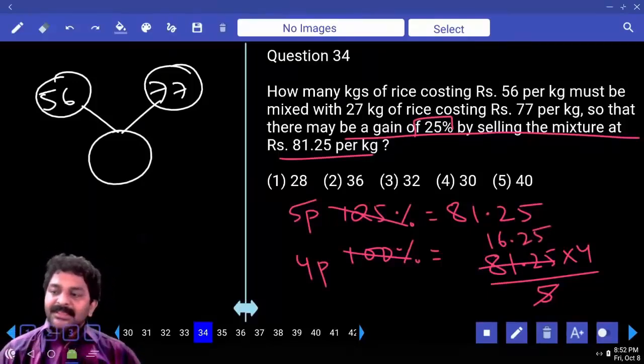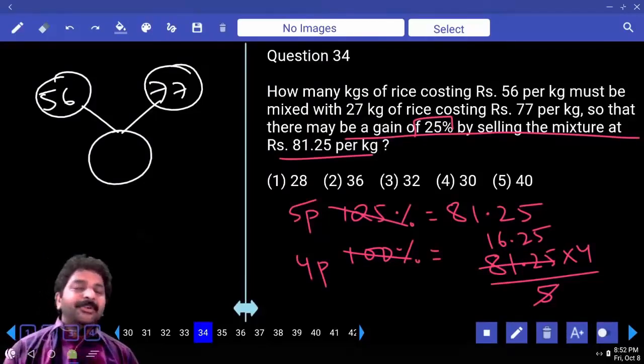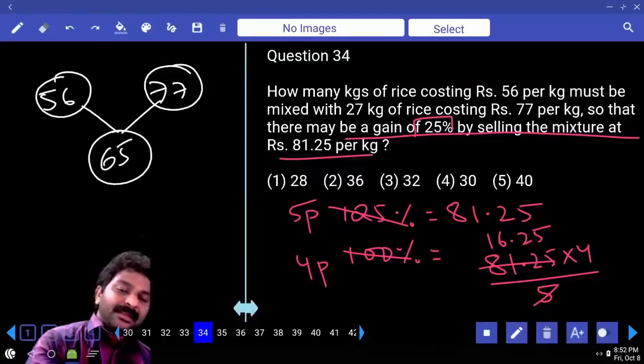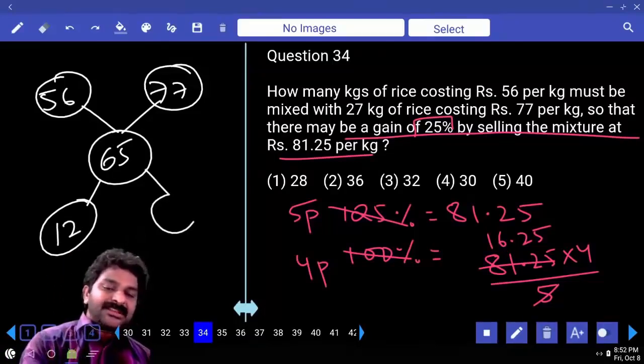Okay. 16.25 times 4, 16 fours is 64, 0.25 times 4 is 1, so 64 plus 1. Yes, now go for alligation. Difference between 77 and 65 is 12. Difference between 56 and 65 is 9.